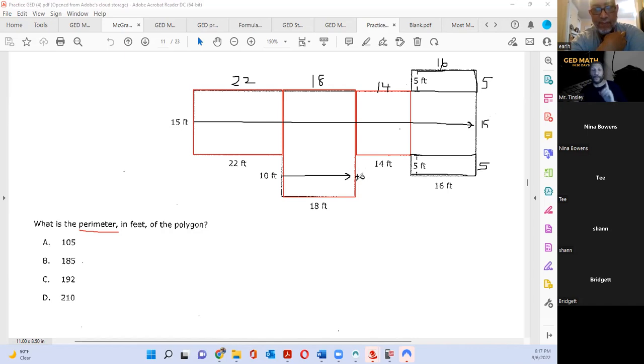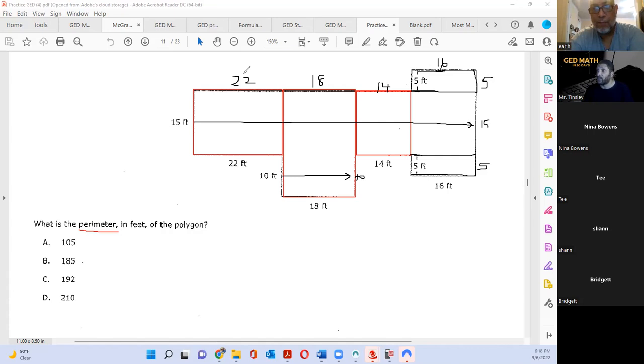Remember, perimeter is distance around. So what you do is, all composite shapes are just multiple shapes put together. So you find the perimeter of each side individually, and then we add them up. Then you just use your calculator.